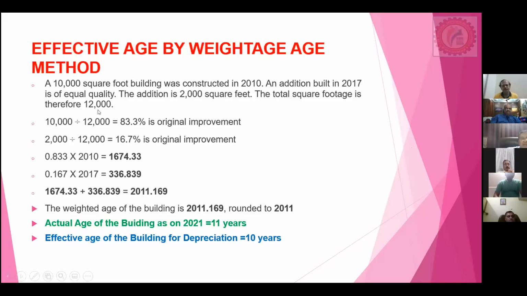Now, the improvement has been done in the year 2017 with an addition of 2,000 square feet. 2,000 divided by 12,000. Am I right? Yes, 16.7%. So this is another improvement. Now it is very simple. You just multiply this percentage with the year of construction. 0.833 into 2010, that is 1674.33. Okay, you got it? Now 0.167 into 2017, that is 336.839. Got it? Any confusion regarding this one? I have just multiplied by the exact year.